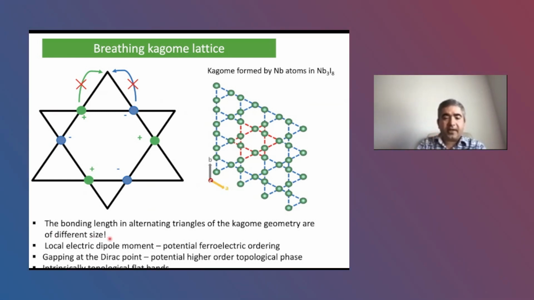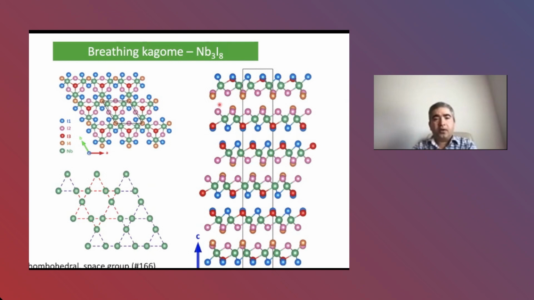The breathing Kagome lattice could be more interesting because it has a local electric dipole moment, so potential for ferroelectric ordering. It has gapping of the Dirac point, so potential for higher order topological phases, and intrinsic topologically flat bands coming from correlation. That's why this system is even more interesting. Okay, so this niobium iodide, niobium-based halide system, has this breathing Kagome geometry. You can see clearly here.